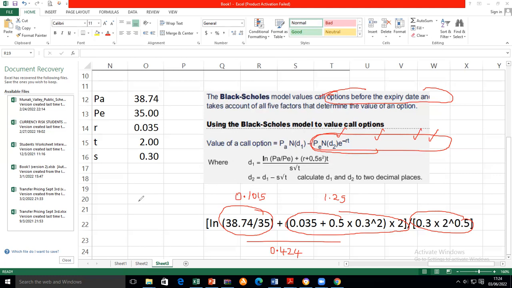Anyone to second these figures? I'm getting 0.08 on the second part. 0.08 here. Yes.